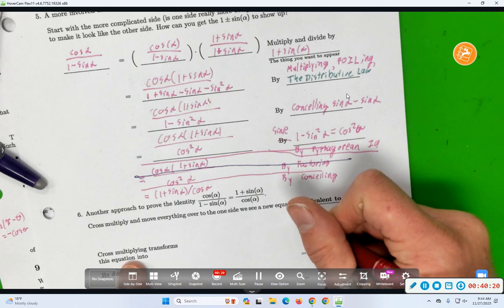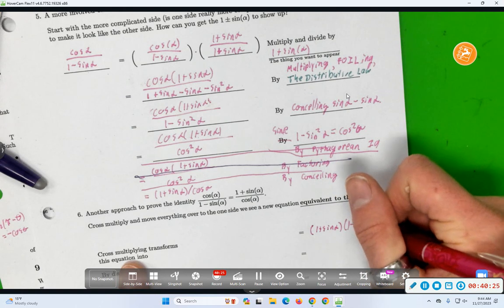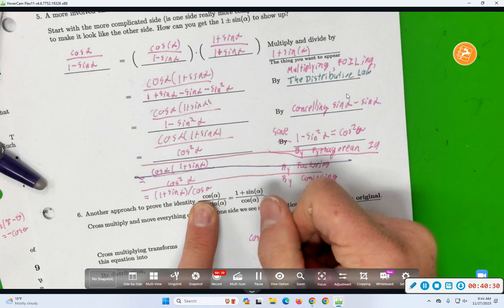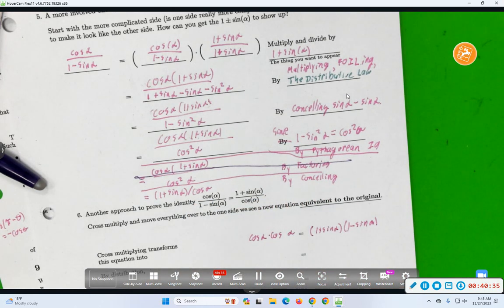Cross multiplying transforms this equation to 1 plus sine alpha times 1 minus sine alpha equals cosine alpha times cosine alpha. So this time we're working with the whole of both sides of the equal sign. We cross multiplied, and that's what it became. And our goal is just going to be to reduce this equation to an equation that's obviously true. So, you take a look at that, what do you see?